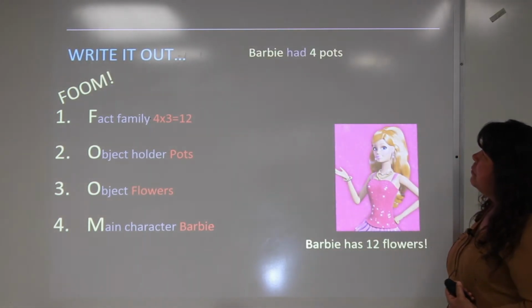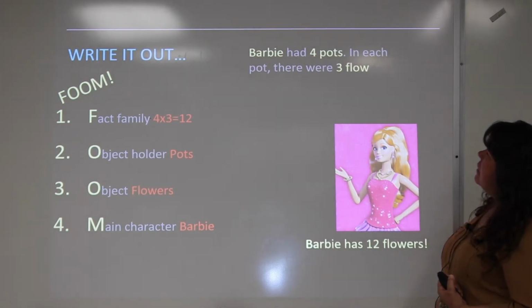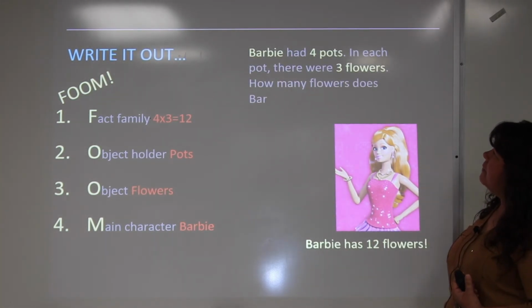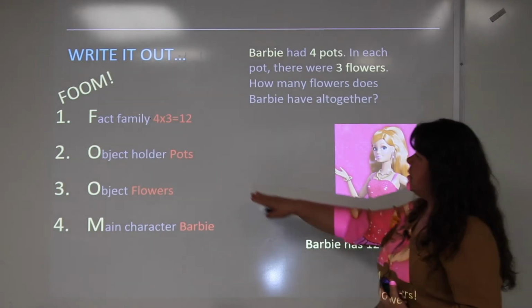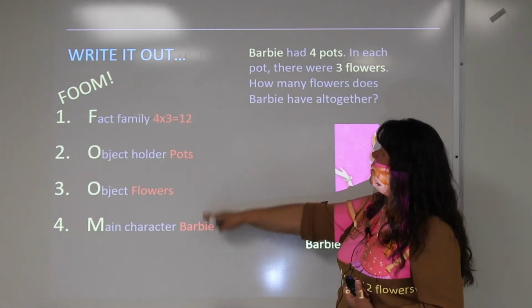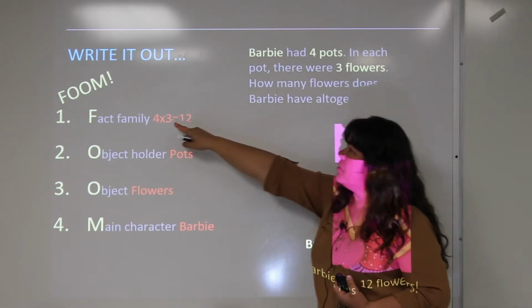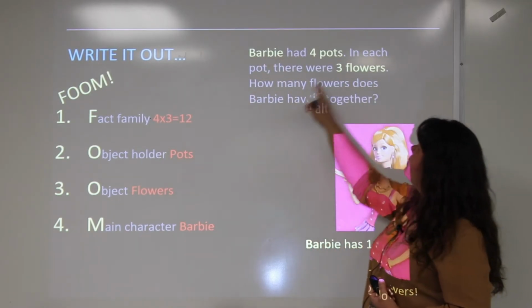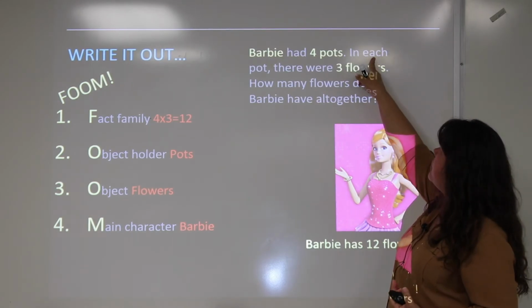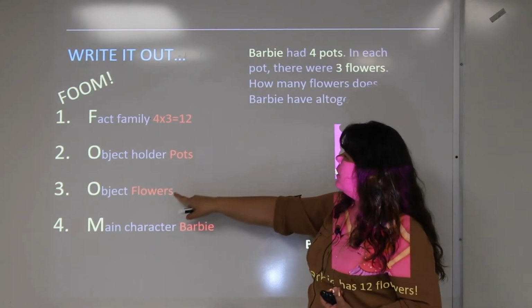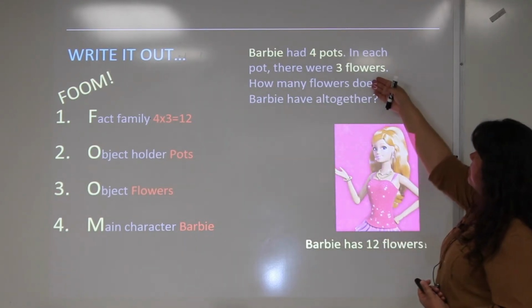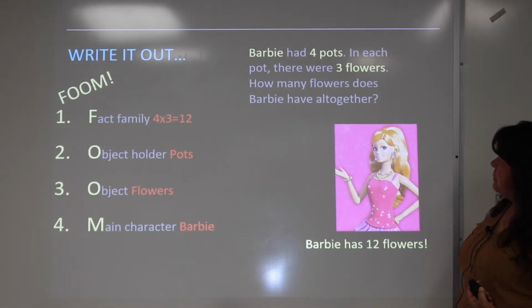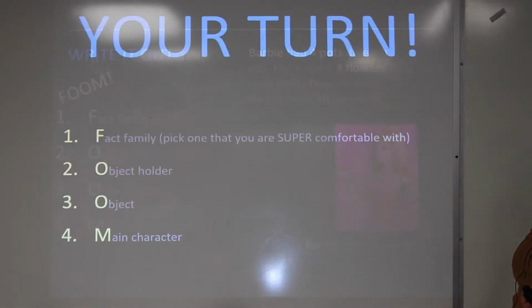So let's work this out. Barbie had 4 pots. In each pot there are 3 flowers. How many flowers does Barbie have all together? Okay, so all we did was take these pots, we're starting it out. Start with Barbie. Barbie had, and you go to your first number, 4 pots. In each, you start with those words, in each pot there are, and you start with the next number, 3 flowers. How many flowers do we have all together? So she has 12 flowers.